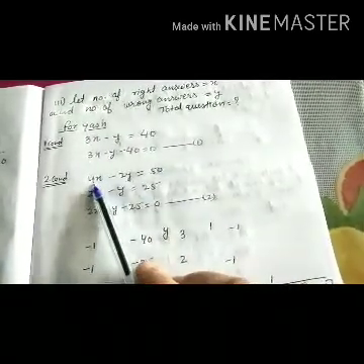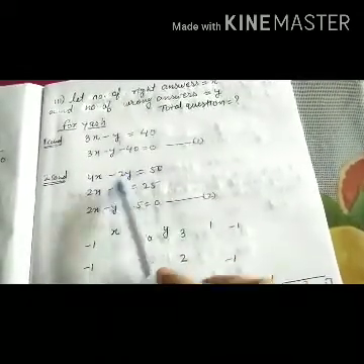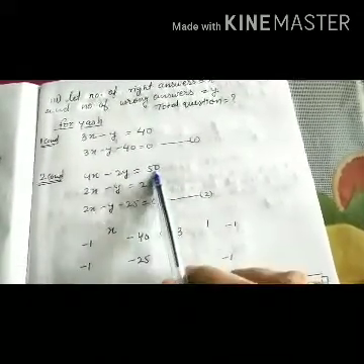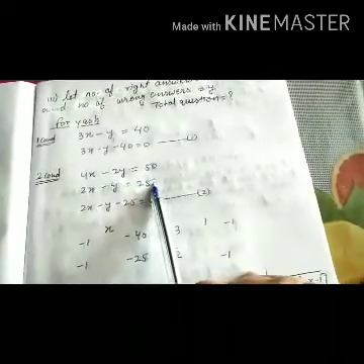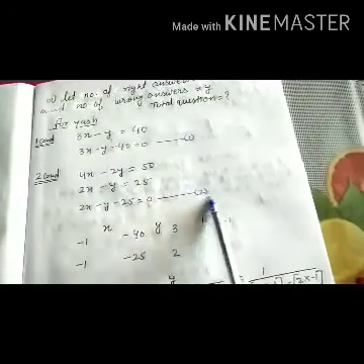We can take 2 as common and divide the whole equation by 2. 2 fours are 4, so 2x, 2 ones are 2, so 1y, and 2 twenty-fives are 50, so 25. 2x minus y minus 25 is equal to 0. This is equation number 2.